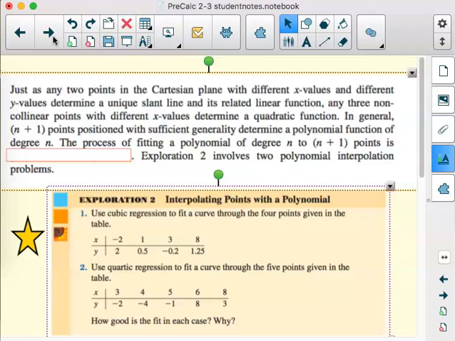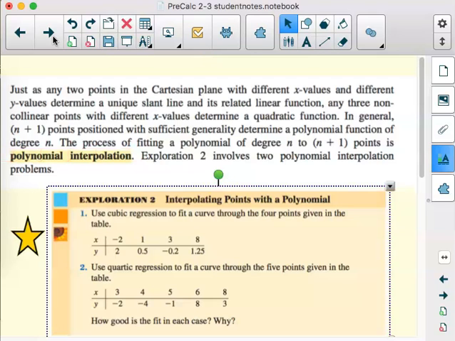Interesting. 2 points give you one line, power 1. 3 points give you a quadratic, degree 2 polynomial. In general, n plus 1 points in sufficiently general position determine a polynomial function of degree n. The process of fitting a polynomial of degree n to n plus 1 points is called polynomial interpolation.